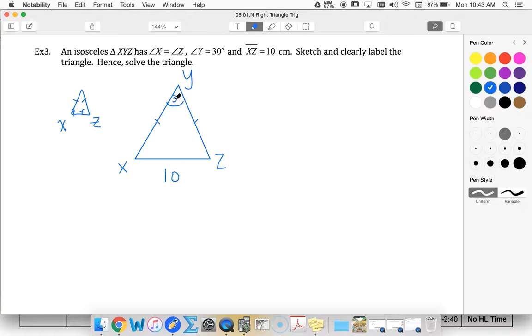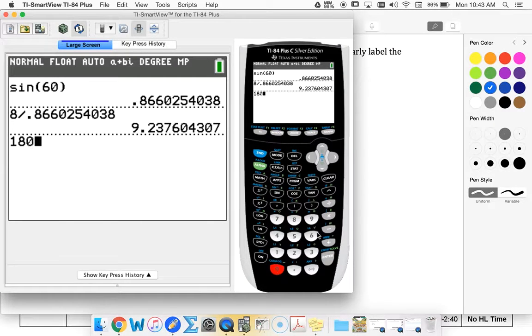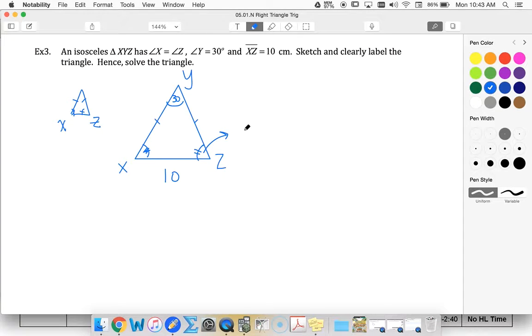So I know this whole angle up here is 30. I also know that these two angles must be equal to each other because it's isosceles and because that's what I was told. Those are the equal ones. So each one of these angles must be half of what's remaining. So I'm going to do 180 minus 30, and then I'm going to divide that by 2. So this angle is 180 minus 30 divided by 2, which was 75.